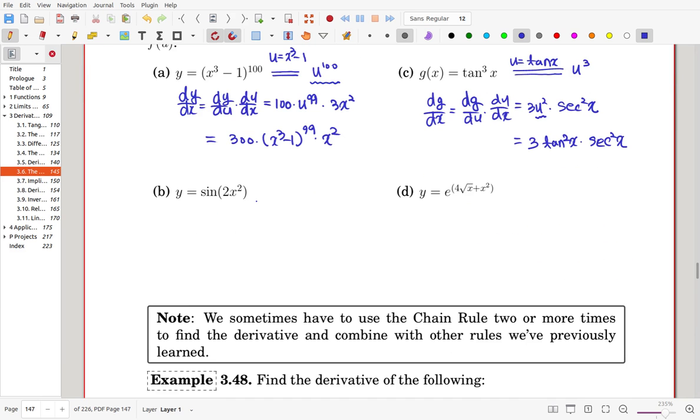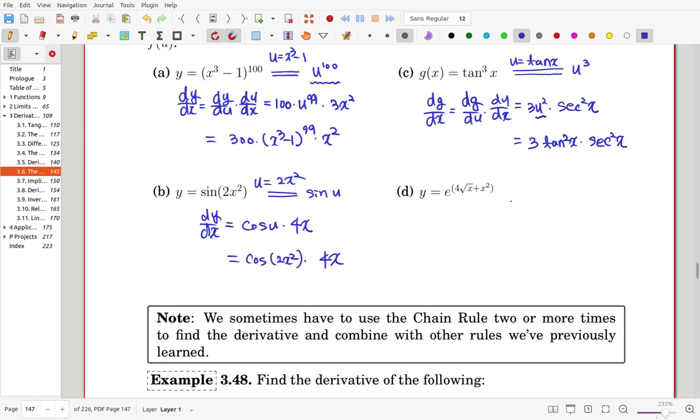Okay, for that one, again, it can be written: if we are using u equals 2x squared, then that can be written as sine of u. So now dy over dx, let's do it now without writing, just dy over du, which is cosine u, times du over dx, which is now 4x. So cosine u is cosine of 2x squared, and here 4x is multiplied.